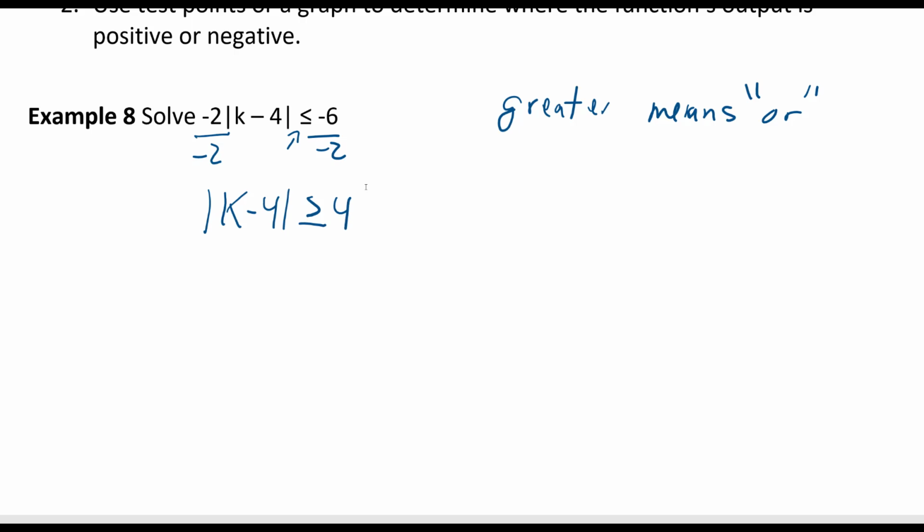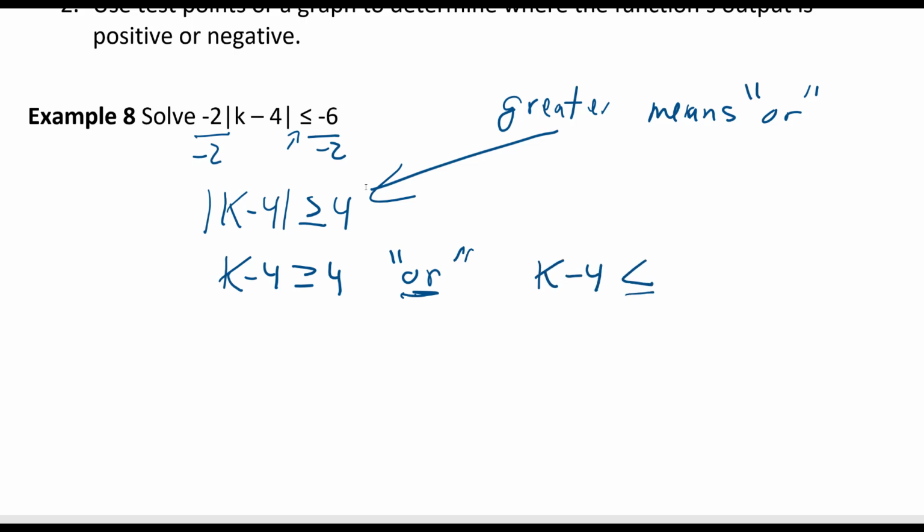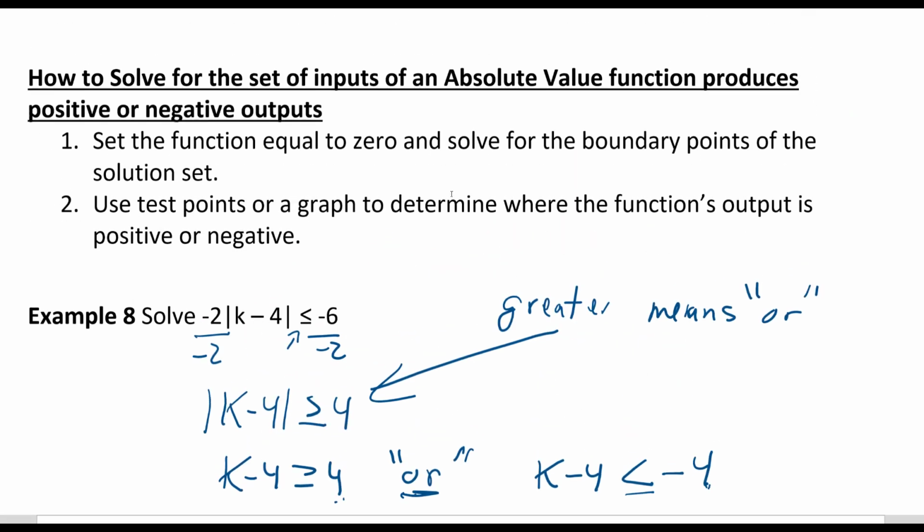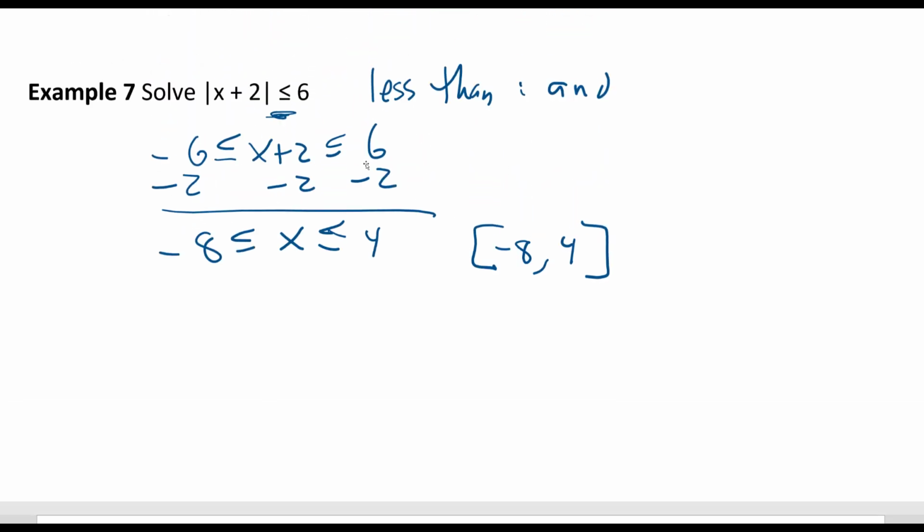Now, this is a greater case. So I do k minus 4 is greater than or equal to 4, or, and this is a key word, this will give us a union, or we would have k minus 4 is less than or equal to the negative of 4. So notice it was a 4 here, it's the -4 here. So I changed signs. I had changed signs in the previous one too, by the way, if you look how that one worked out.